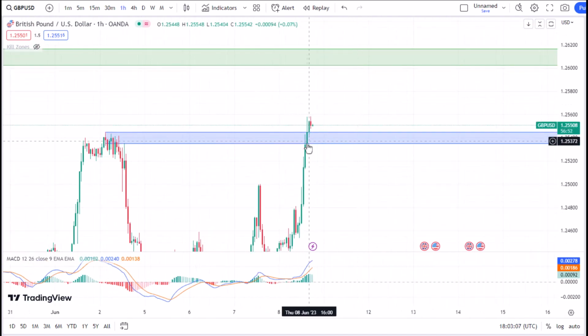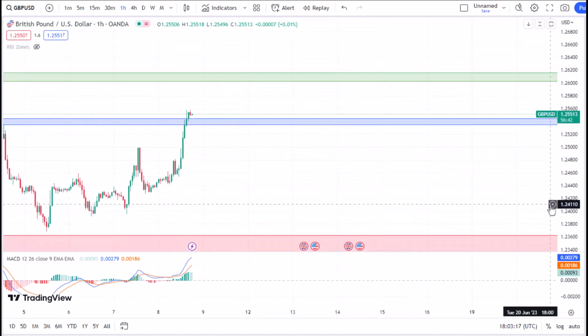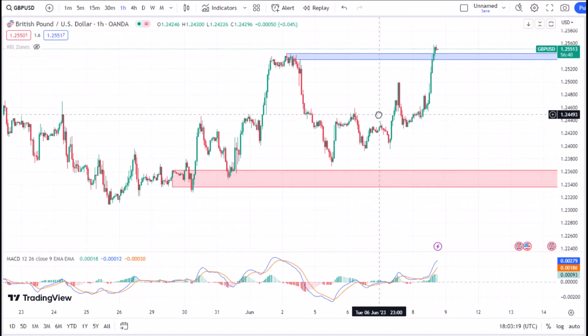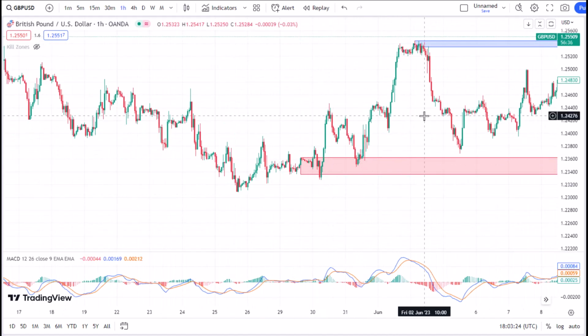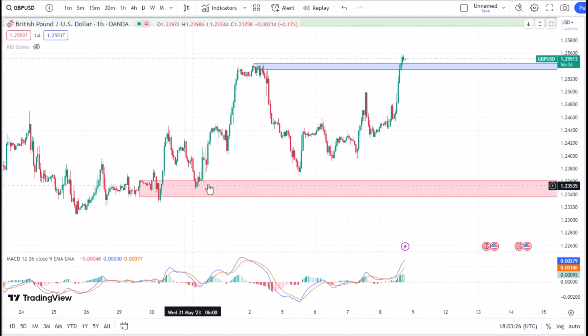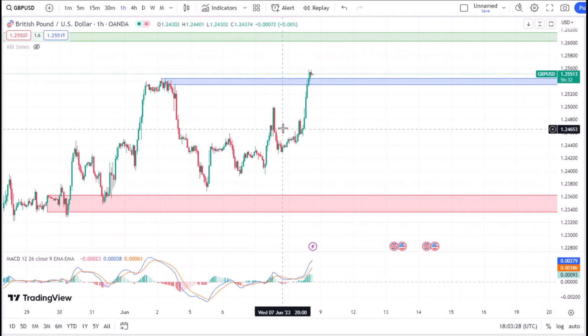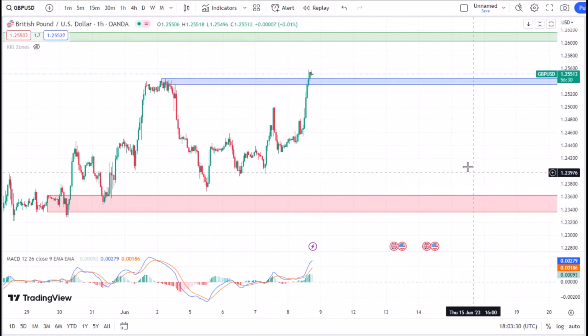And as you can see, the market has taken those liquidities and those momentums, and if the price comes back to the downside and retraces back to our level, we can actually open ourselves a selling trade. And this red area is a really strong support area, as you can see. So we're going to set our TPs based on this area.